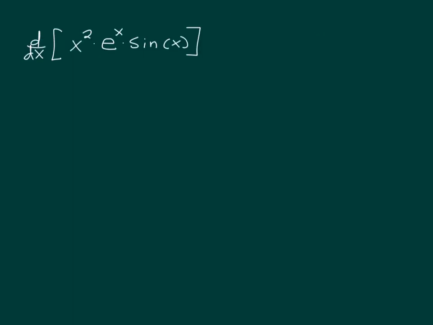So in this example here, we're dealing with a product, but not just of two functions. Actually, we're dealing with a product of three functions. So you'll notice with our original product rule, it only tells us how to take the derivative of a product of two functions. So here's how we approach this. The idea is to group two of the functions together and treat them as a single unit.